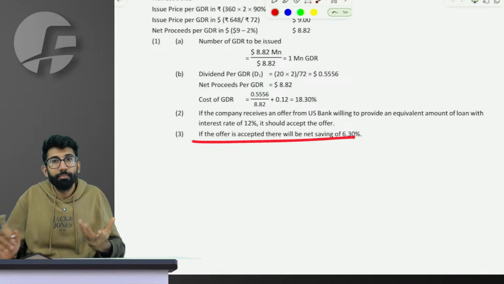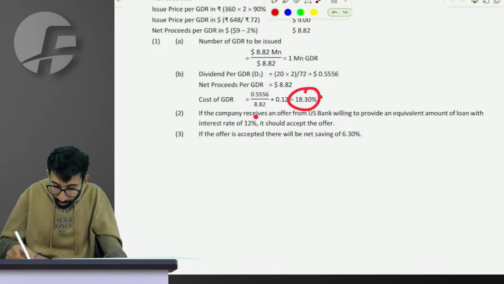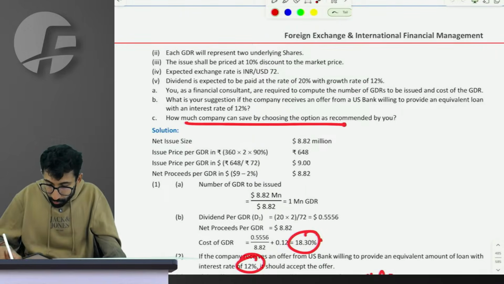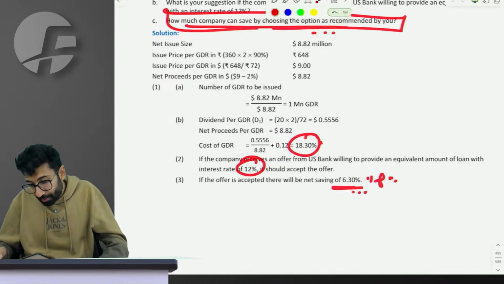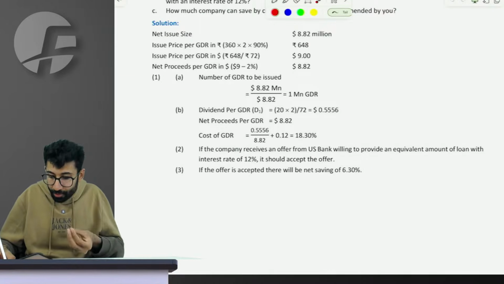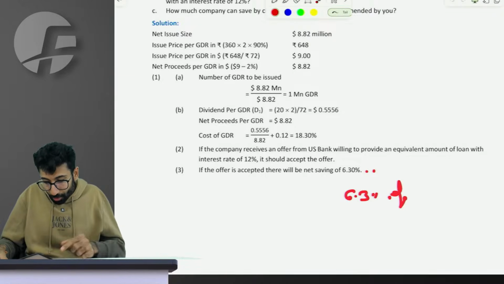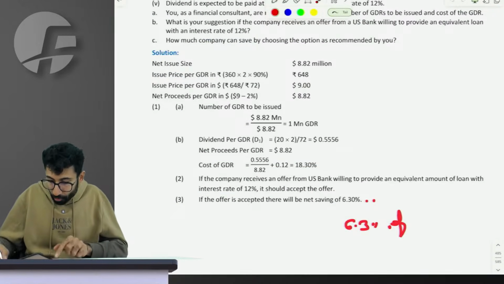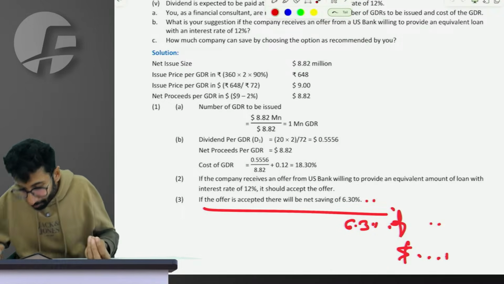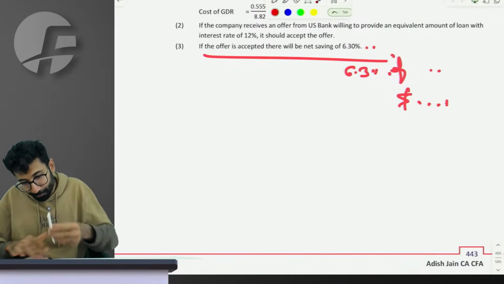Third part, theoretical and easy in nature, they ask how much is the advantage benefit. So 18.3 minus 12 gives me 6.3% per annum as the advantage. Sir, how do you know that we should not calculate the amount in absolute terms? No one can know. There is a possibility the institute might have given the solution as 6.3% of the amount I need, which is 8.82 million, and then calculated the gain in dollars as well. Since they have kept it in percentage, we have also kept it in percentage. That is an easy question number 92.